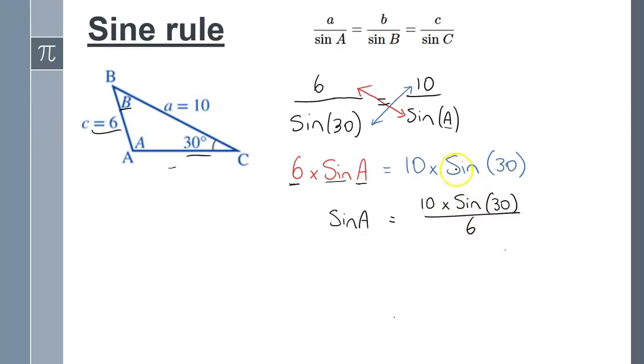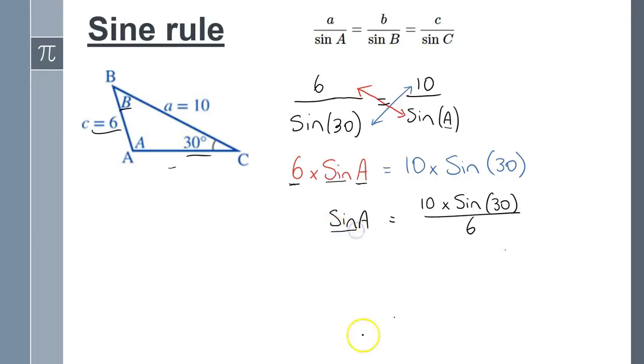I tend to not work this out until right at the end. You could put this in the calculator and get a decimal, but every time you change it into a decimal and every time you round it, you're losing accuracy. So try not to turn it into a decimal until the very, very last step if you can help it.